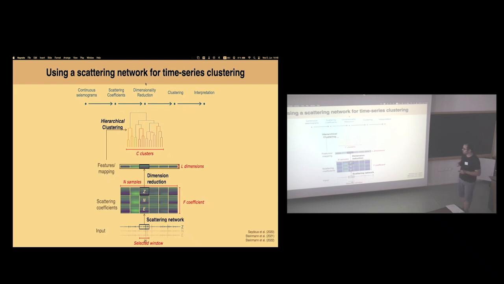And after that, we apply dimensionality reduction on this, because this coefficient is in the high dimensional space, and we extract some feature from this coefficient. And after that, we use this feature that we extract from the scattering coefficient and cluster them. We use hierarchical clustering to cluster this feature.